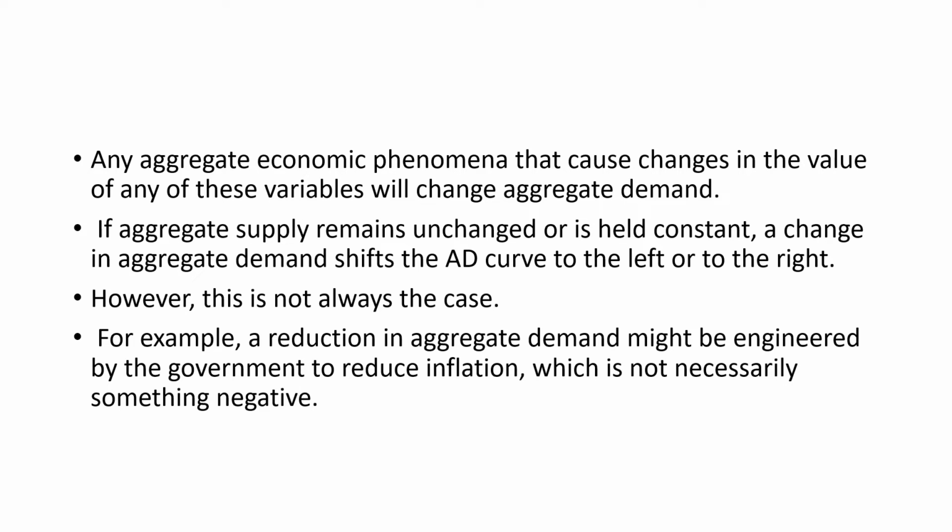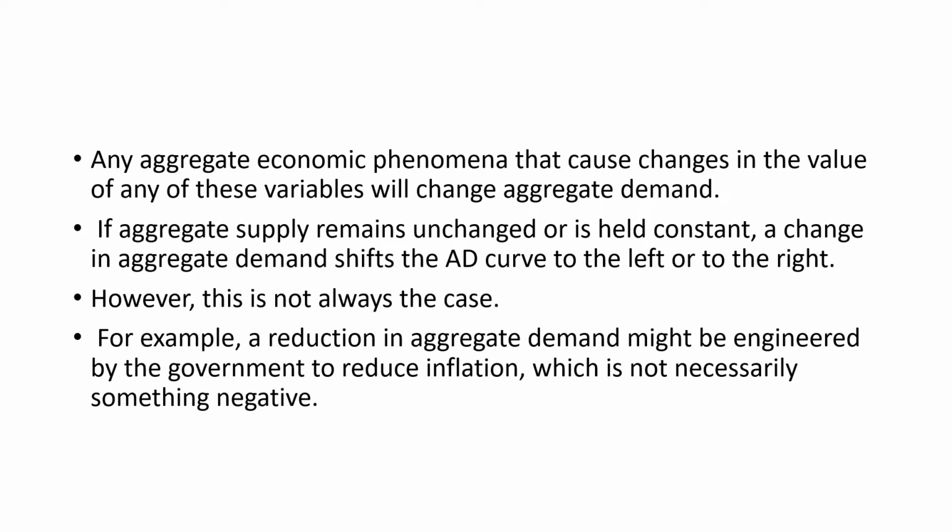So any aggregate economic phenomena that cause changes in the value of any of these variables will definitely have implications upon aggregate demand, and this will lead to a shift in aggregate demand. This can be a downward shift or an upward shift. It depends on whether consumption expenditure is increasing or decreasing, whether investment expenditure is increasing or decreasing, whether government expenditure is increasing or decreasing, or whether net exports are increasing or decreasing. So all these matter to the nature of the shift in aggregate demand, right?